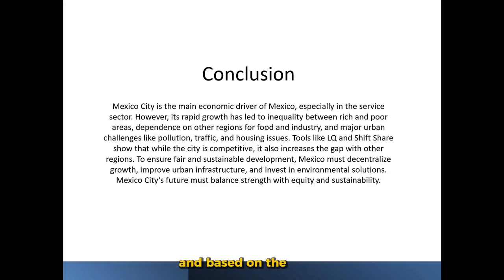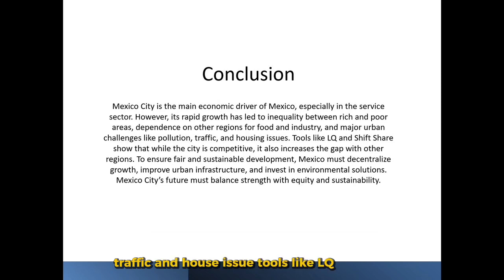And based on the analysis, we can conclude that Mexico City is the main economic driver of Mexico, especially in the services sector. However, its rapid growth has led to inequality between rich and poor areas, dependence on other regions for food and industry, and major urban challenges like pollution, traffic, and housing issues.